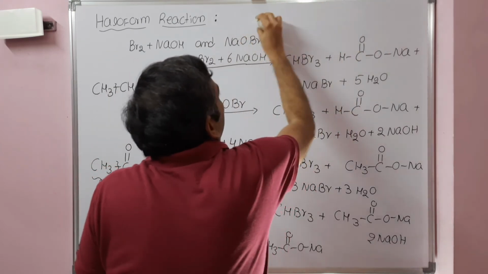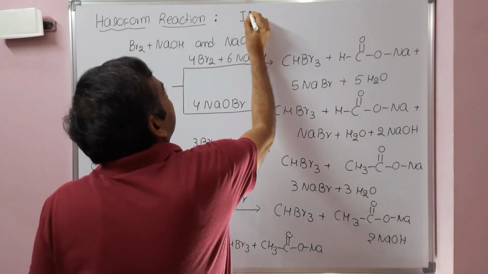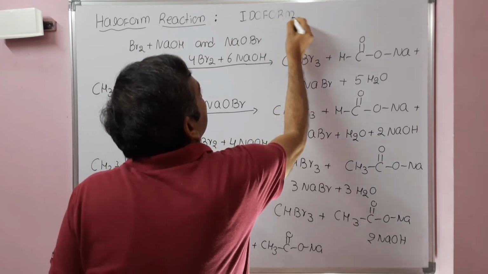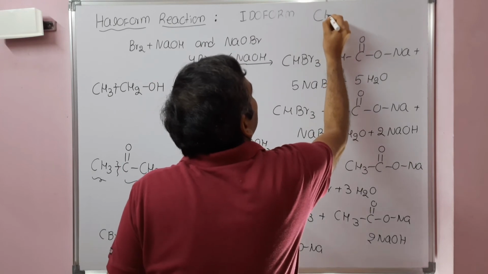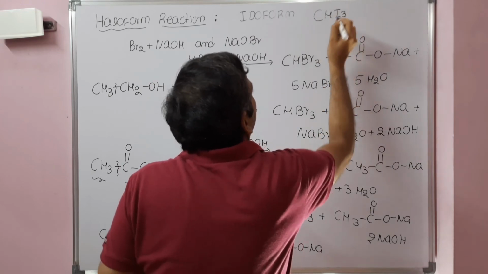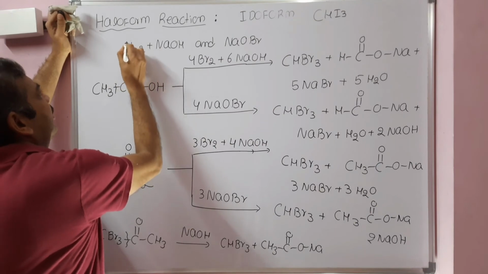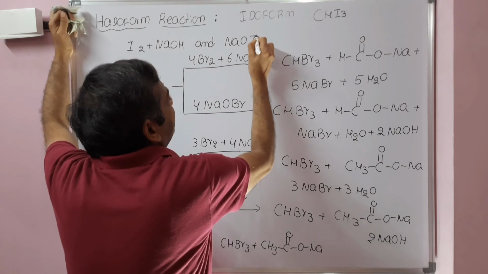So what is iodoform? Iodoform, CHI3. For iodoform, we need iodine in presence of sodium hydroxide, or sodium hypoiodide.